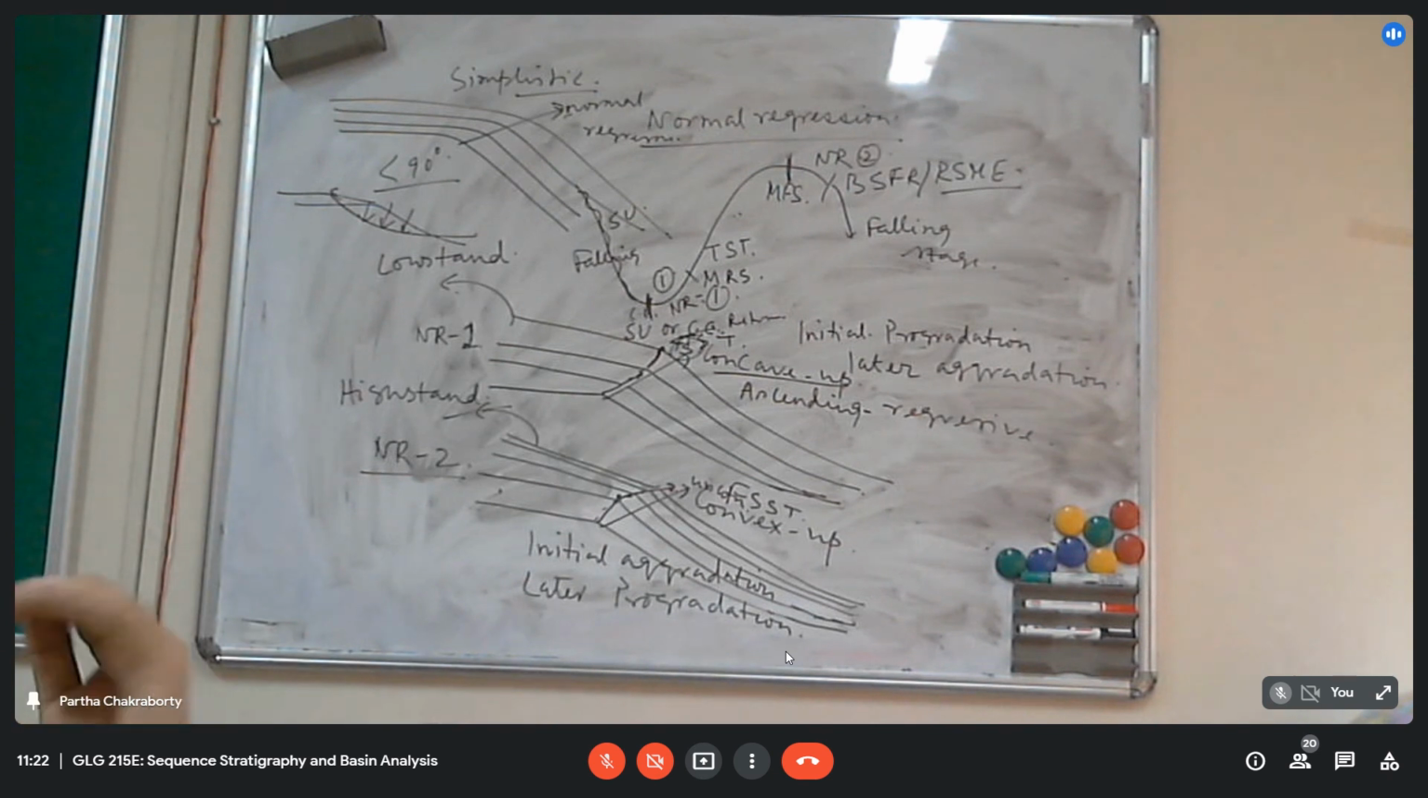Then we have to see how the coastline is behaving. Is the stacking pattern initially aggrading, later prograding, or initially prograding, later aggrading? Then what is the stacking pattern? How is it behaving? Normally, what we see is that the normal regression 2 related to the high stand initially shows aggrading and later prograding, whereas normal regression 1, which is related to the low stand, initially shows the prograding, then the aggrading, and topped by the transgressive system. Right?